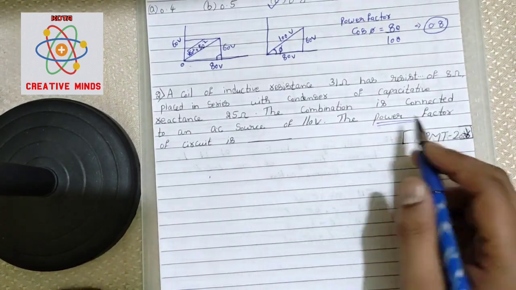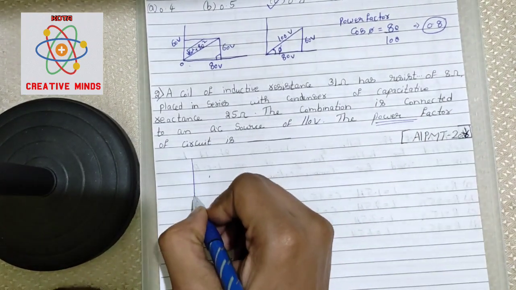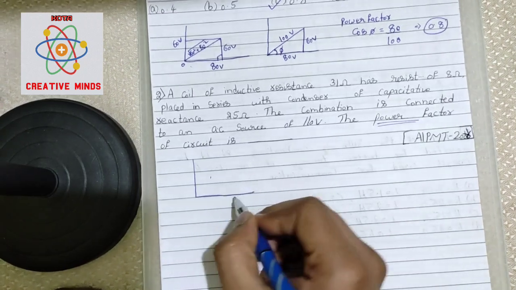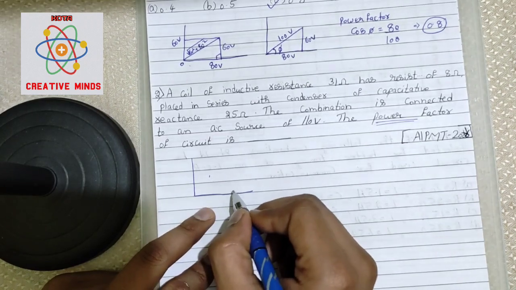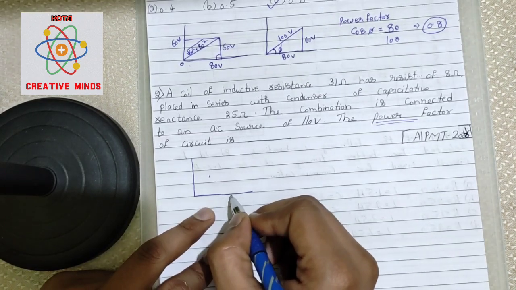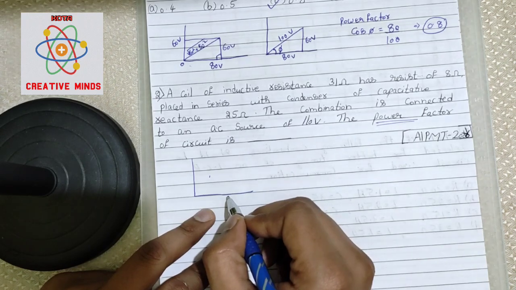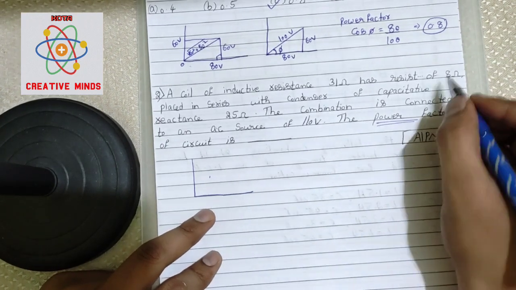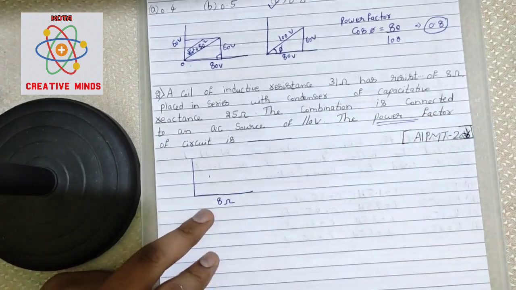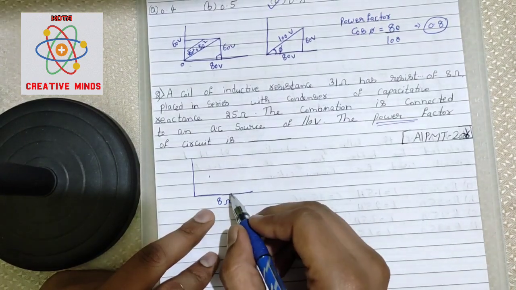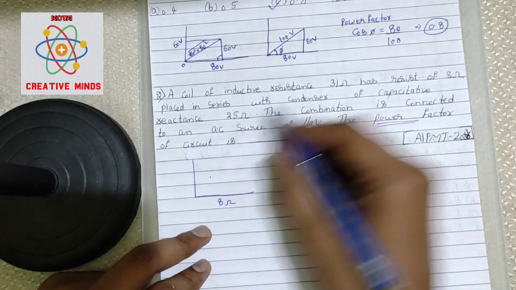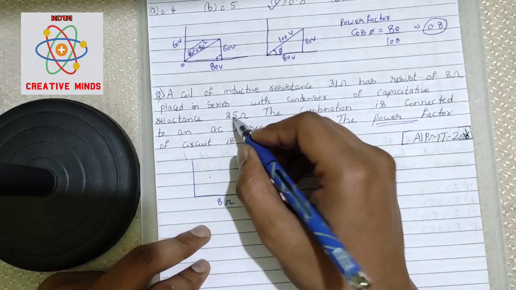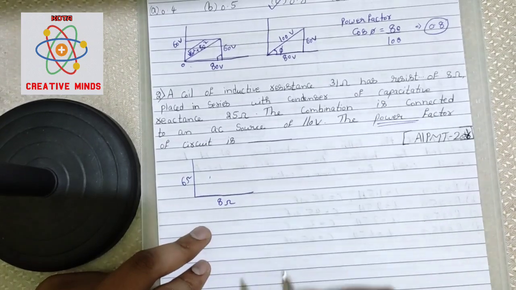Again, what to do? First, draw the diagram here. This will be reactance. So this will be resistance. So resistance, how much have they given? 8. So 8 ohm I will write here. Now again, what to do? You have to subtract this. So 31 minus 25, how much? 6, right? So write 6 here.